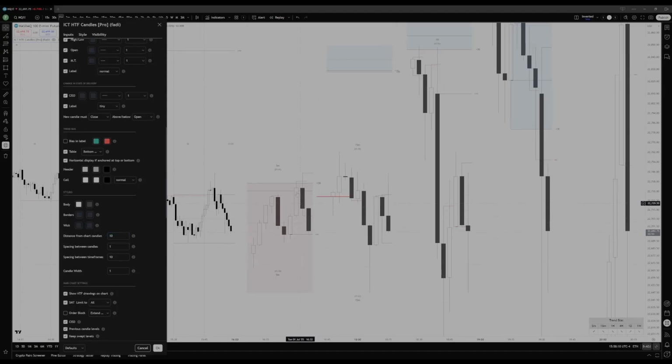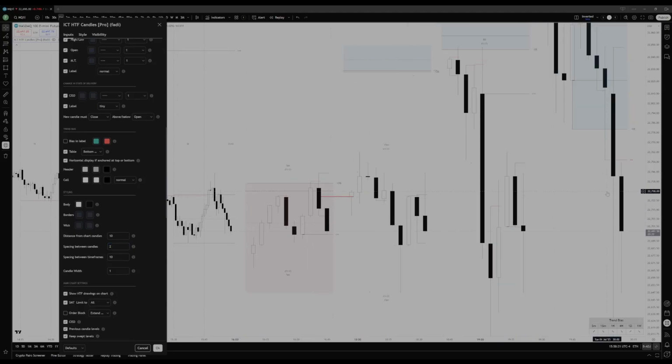Spacing between candle, that's the space between these two candles. Let me make this one a little bit darker so you guys can see it. The space between candles is the space between each one of those. So you can make it 2, for example. It will push things out because now you have 2 spaces in here versus 1.